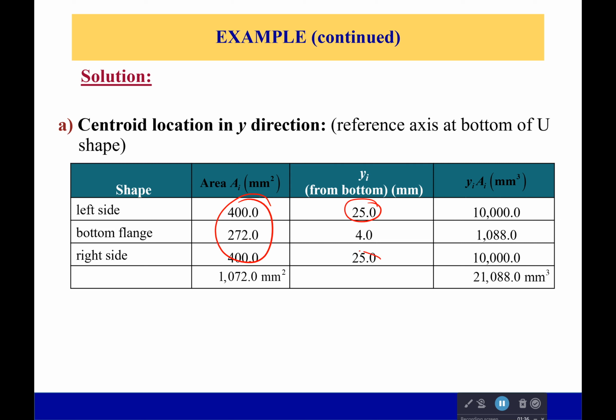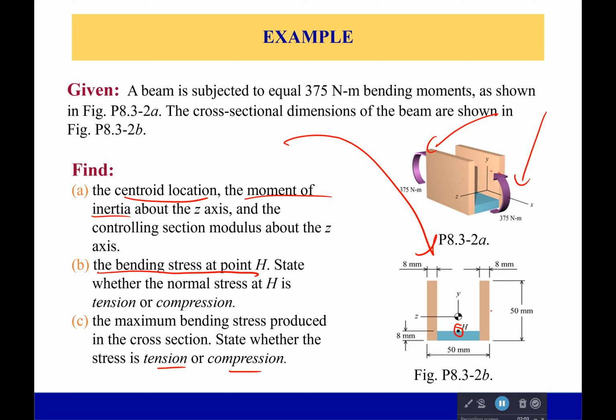So we have 25, 25, and 4. We multiply all these things, and then we add them all up. Because our centroid equation is going to be y bar is equal to the sum of their centroid times the area. So the distance to their centroid times the area over the sum of the areas, which comes up to be 19.67 millimeters from the bottom. So going back a little bit, that's going to be 19.67 millimeters from here.